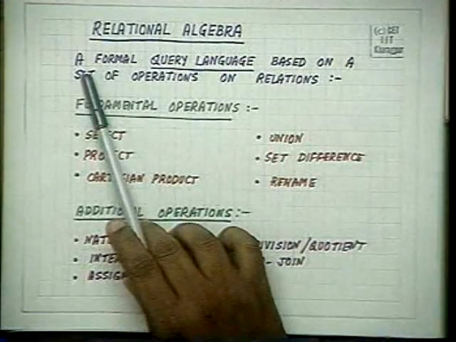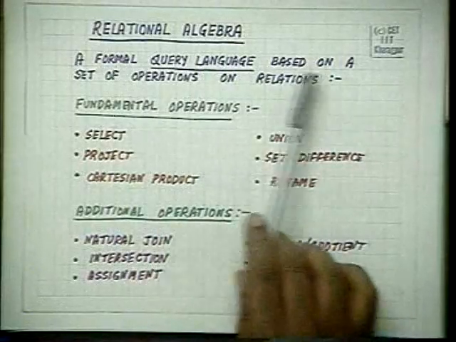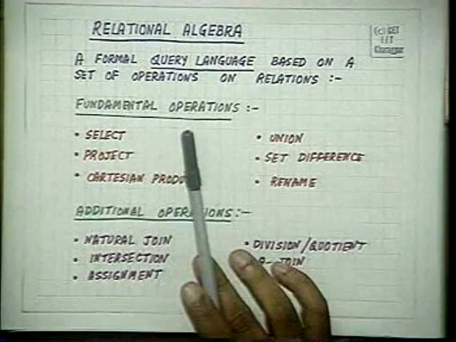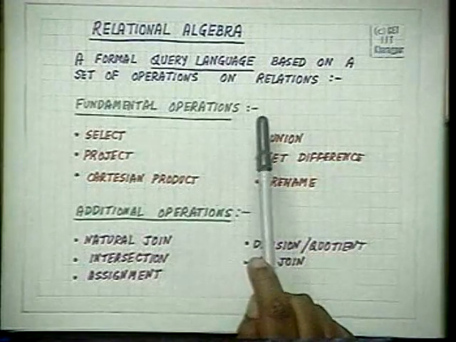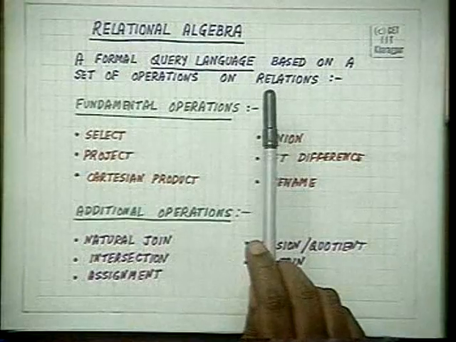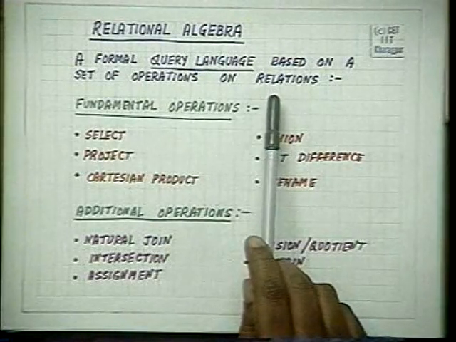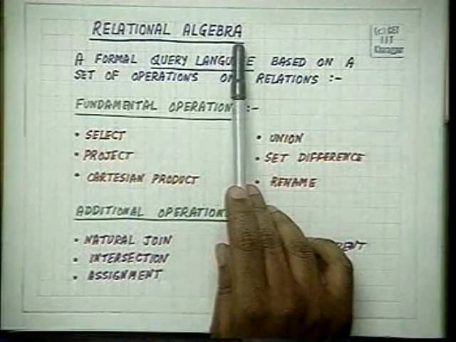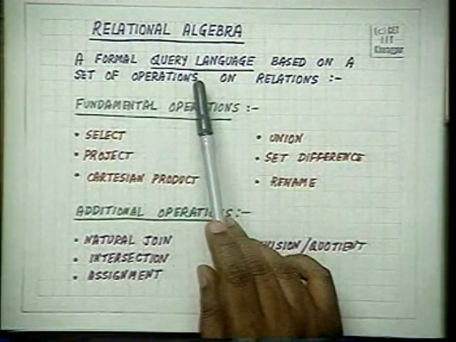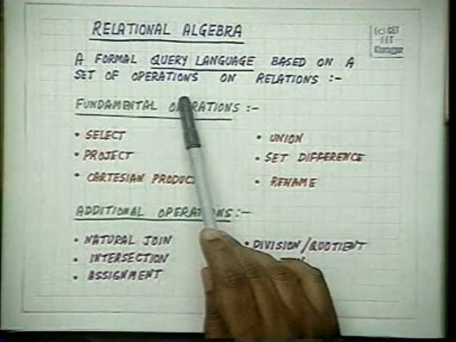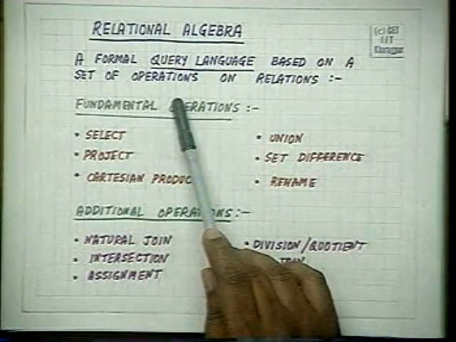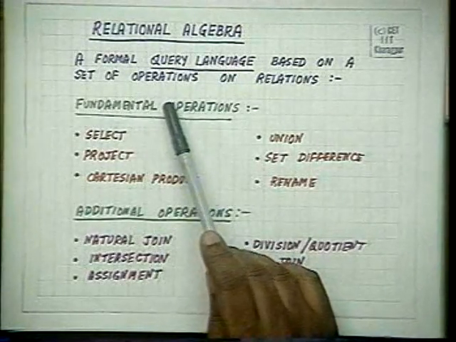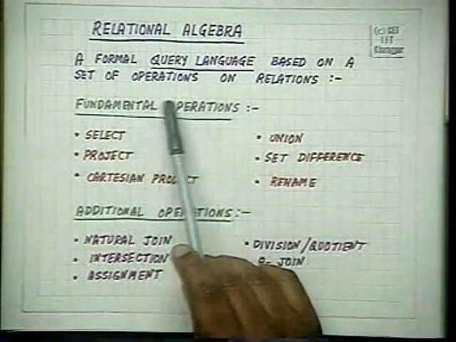A relational algebra is a formal query language based on a set of operations on relations. A few operations are defined on relations, and based on these operations and a combination of them, we have what we call relational algebra. It is also called a procedural query language, and we shall come to some other types of query languages like relational calculus later on, which is slightly different from relational algebra. But for the present, we will concentrate on relational algebra.